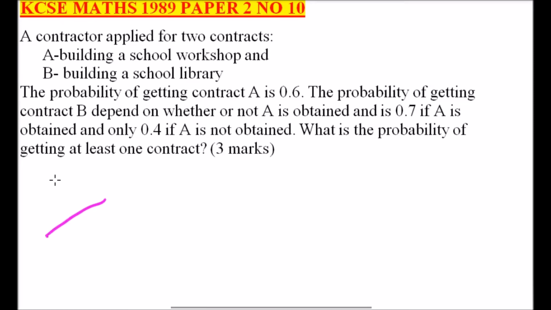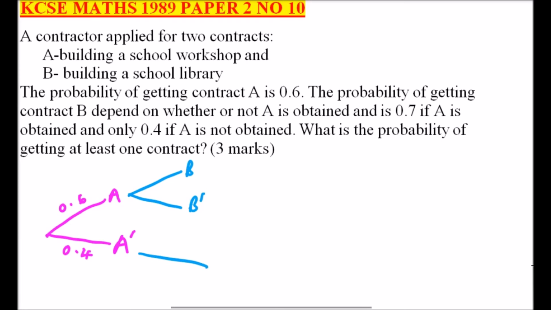You start with the probability of getting A. We use A, and we use A with an apostrophe. This means the probability of getting A is 0.6, and the probability of not getting A is 0.4, like we have mentioned earlier. From there, we go to B: the probability of getting B if A is obtained, and the probability of not getting B if A is obtained. And on the other branch, we have the probability of getting B and the probability of not getting B.